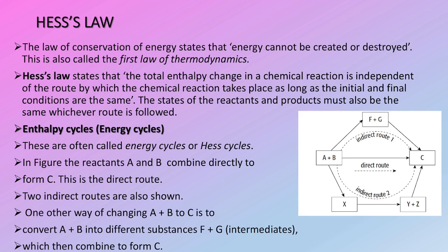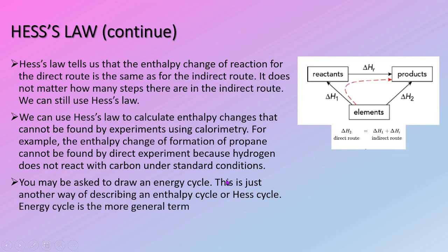Hess's law states that the total enthalpy change in a chemical reaction is independent of the route by which the chemical reaction takes place, as long as the initial and the final conditions are the same. The states of the reactants and products must also be the same, whichever route is followed. You can see here A plus B can directly convert into C, or it can be converted first into F plus G and then C, or it can be converted into X, Y plus Z and then C. So these are the various ways.